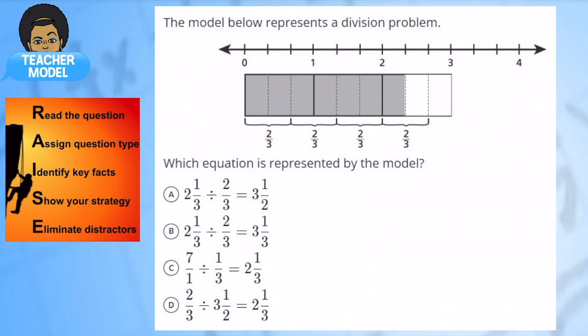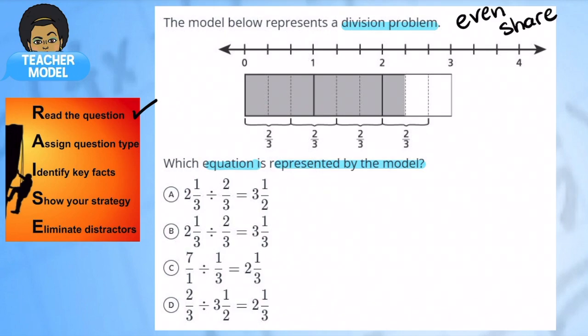So what we're going to do is use RAISE to break down this multiple choice question and be able to look at the model to understand it and figure out how it's represented as an equation. First thing we're going to do is just read the question. The model below represents a division problem. Which equation is represented by the model? So we know it's going to be division, and since it's division, we know that means it's going to be some type of even share.